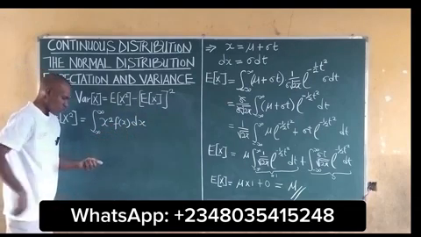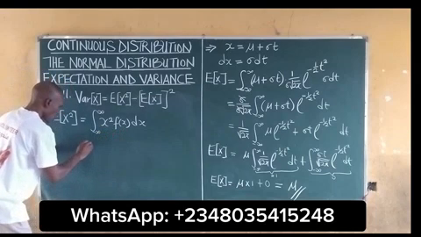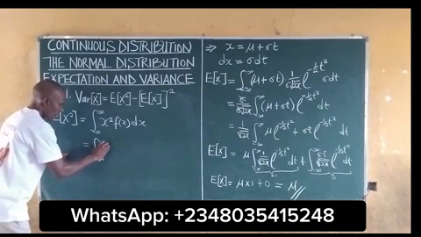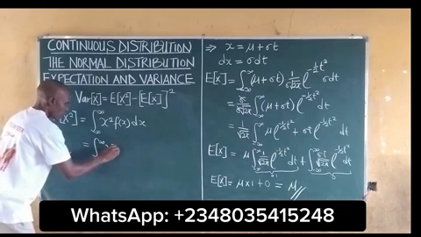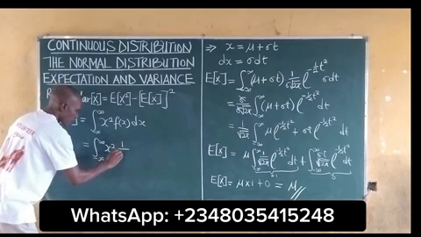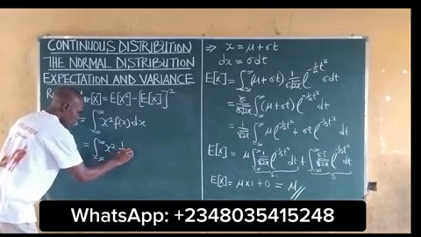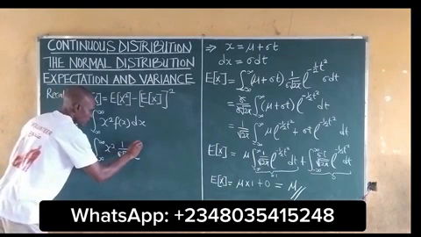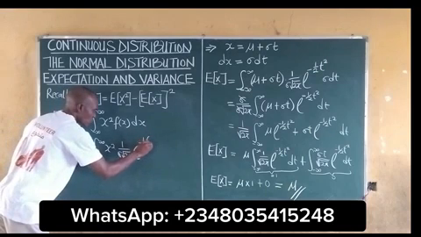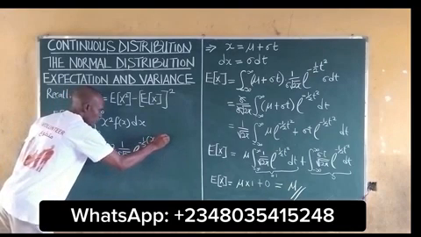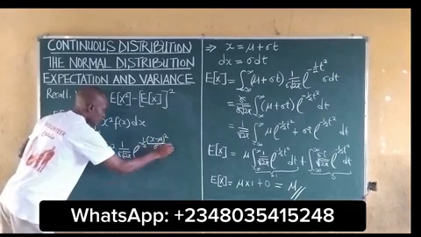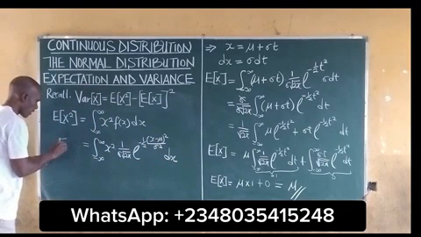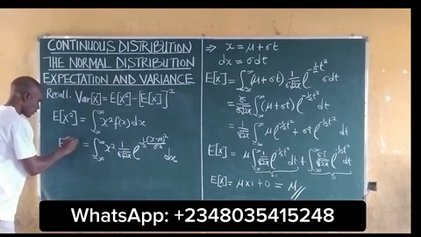The next thing to do is to impute the PDF into this, which is equal to the integral from negative infinity to infinity x squared multiplied by 1 all over sigma square root of 2 pi exponential negative 1 all over 2 x minus mu squared all over sigma squared dx. So this is our expected value of x squared.